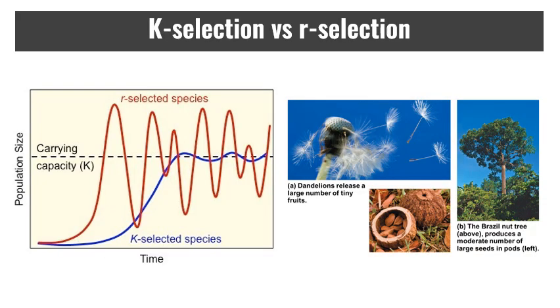Okay. K-selected species and r-selected species. K-selected species tend to favor K, or the carrying capacity. That's going to be ones with high parental care or high energy investment into the young. r-selected species are going to have very little energy investment into the young, very low parental care, and they're going to be going back and forth. So the dandelion would be an r-selected species, whereas the Brazil nut is a K. Not because the tree is caring for the young, but because it's investing a lot of energy into those seeds and offspring.